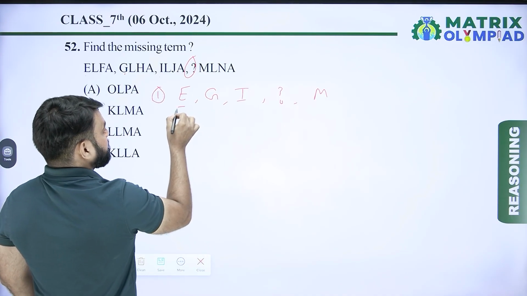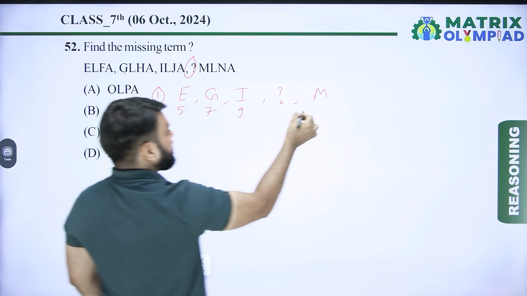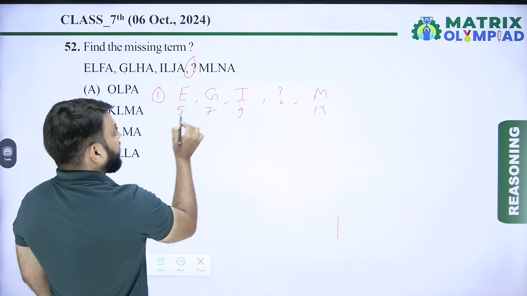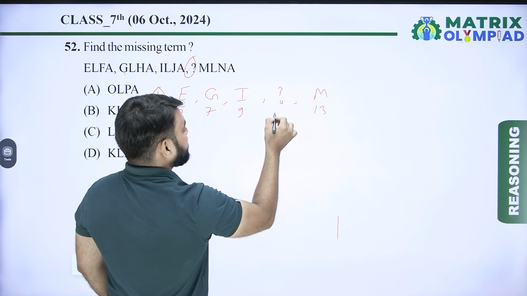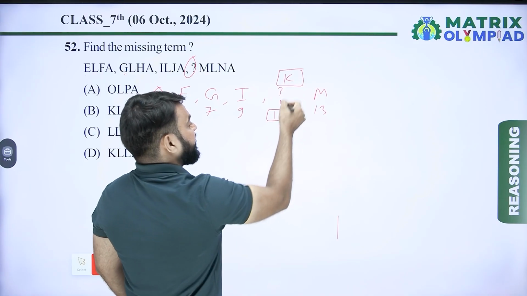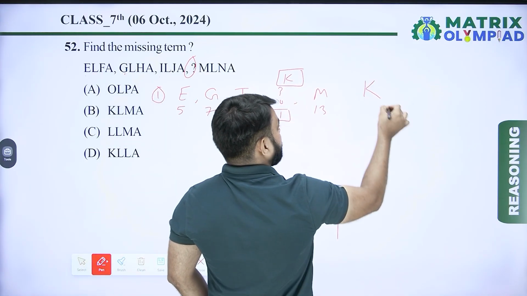The place value of E is 5, of G is 7, of I is 9, and of M is 13 in the English alphabet. So 5, 7, 9, and the next is 11. So it means K, because the place value of K is 11 in the English alphabet. So the first alphabet of the missing term is K.